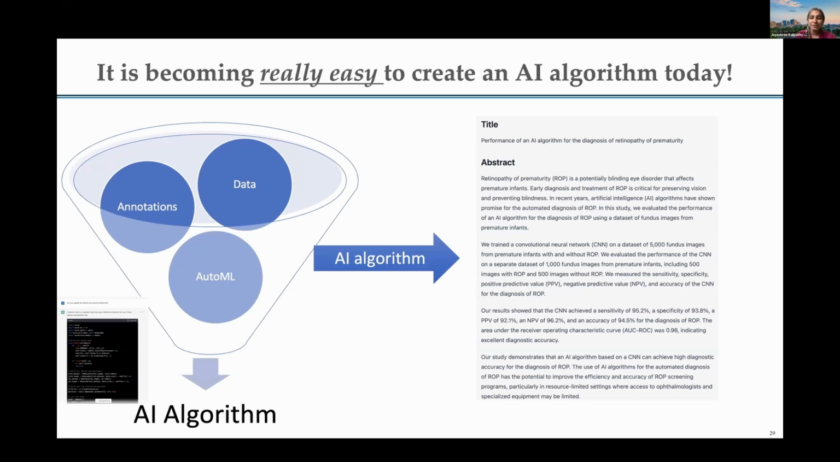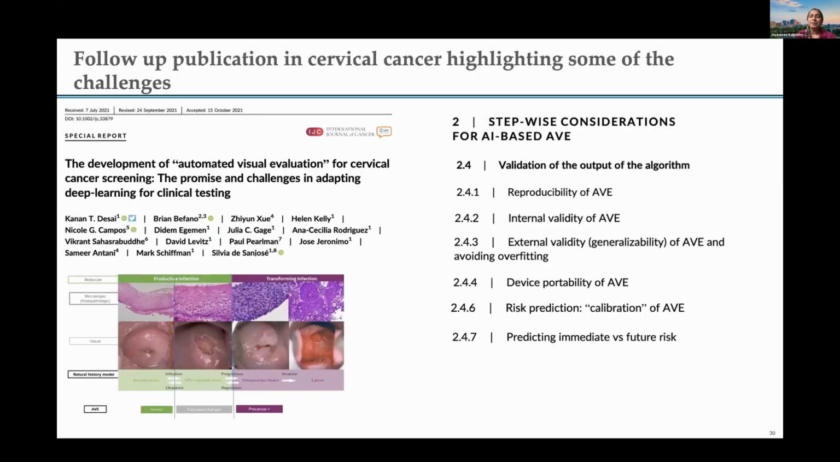You can ask ChatGPT to write your abstract for you. It does it phenomenally well. You can ask it to write your grant. It does that well as well. Despite all of that, there are obviously many issues.